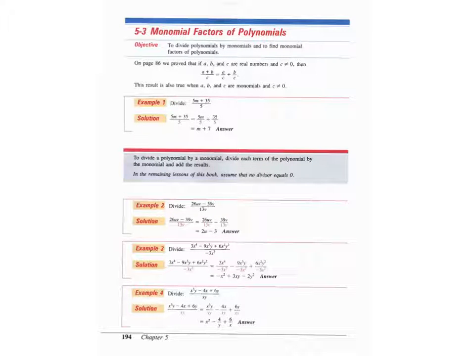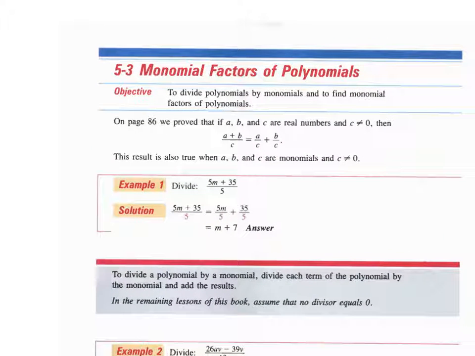Okay, so today we are going to cover lesson 5.3. We are going to be looking at monomial factors of polynomials. And our objective here is to cover two things. We're going to be dividing polynomials by a monomial, and we're also going to be finding monomial factors of polynomials. So two things are going to take place today. So the first thing we're going to look at is the division.